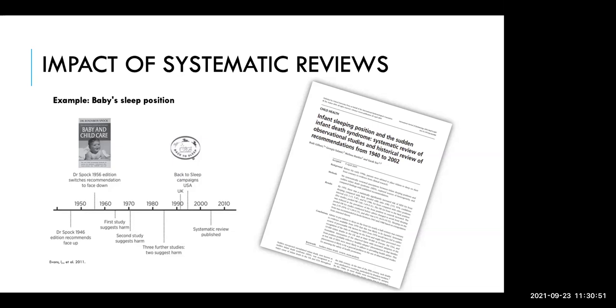Several studies came in the 70s, there's one in the 80s, and then a systematic review that came in the mid-2000s finally confirmed it, with an extensive historical review of recommendations from 1940 to 2002 about baby sleep position, where they could conclude that there were tens of thousands of children where the sleeping position could be concluded to have a direct relation to their sudden infant death. So this was a very unlucky and very harmful recommendation that could be changed with the help of a systematic review.